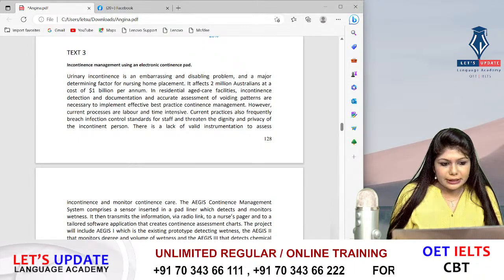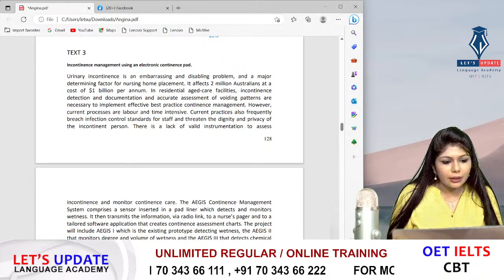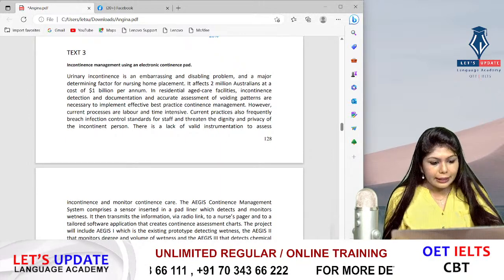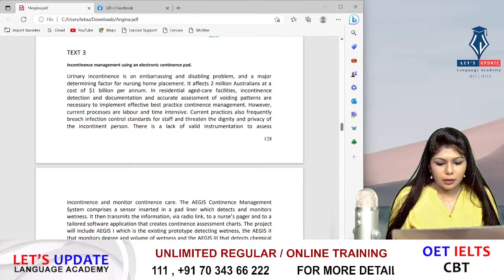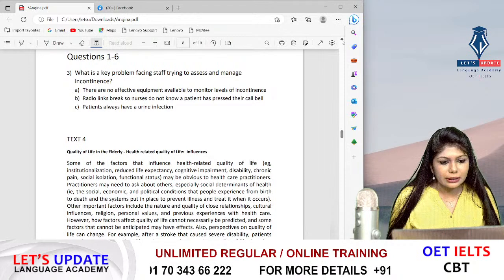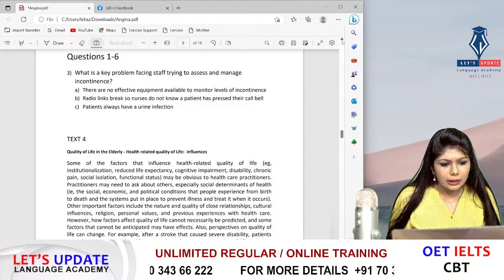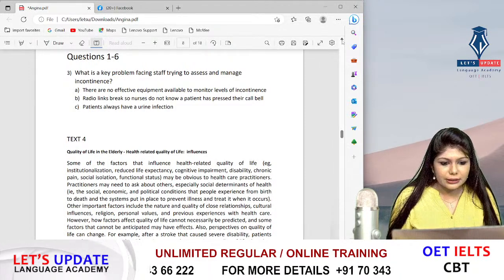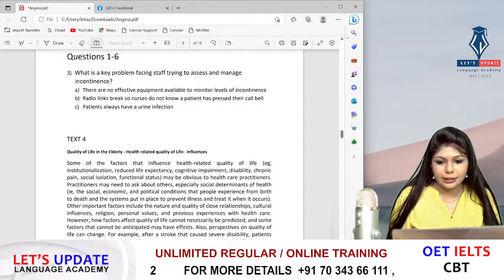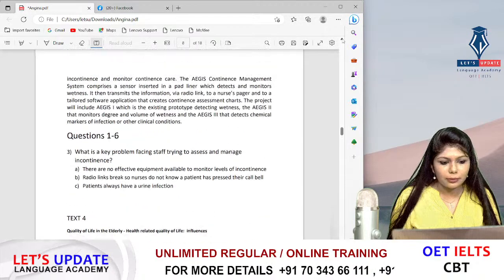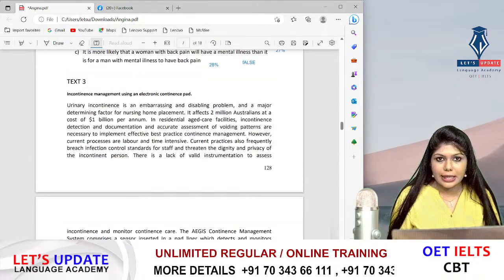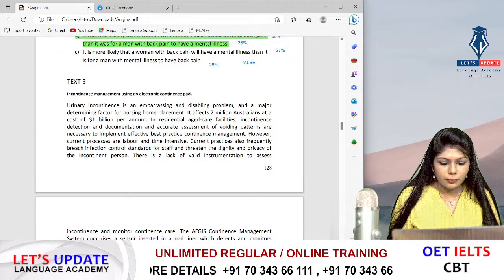I hope you can see this. The heading is incontinence management using an electronic continence pad, and there is a question that follows. What is the key problem the staff is facing trying to assess and manage incontinence? That is the question. I'll give you a minute to read the extract and then we'll solve it.